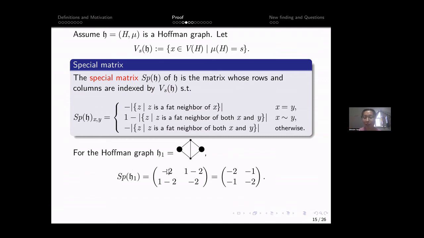Let's say that every slim vertex has exactly 2 fat neighbors. So in the special matrix, its diagonal entries are always -2, and for the off-diagonal entry, as these 2 vertices are adjacent and have 2 fat neighbors, the off-diagonal is 1 minus 2. This is the special matrix.